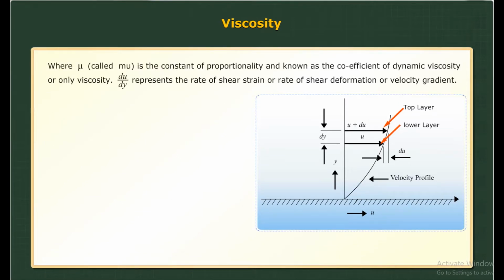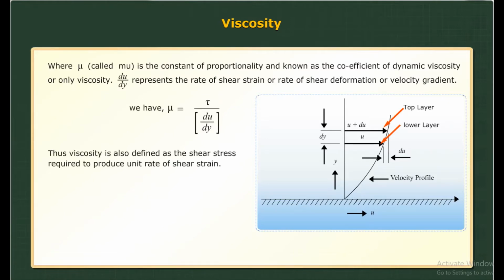where mu is the constant of proportionality and known as the coefficient of dynamic viscosity or only viscosity, du by dy represents the rate of shear strain or rate of shear deformation or velocity gradient. Thus, viscosity is also defined as the shear stress required to produce unit rate of shear strain.